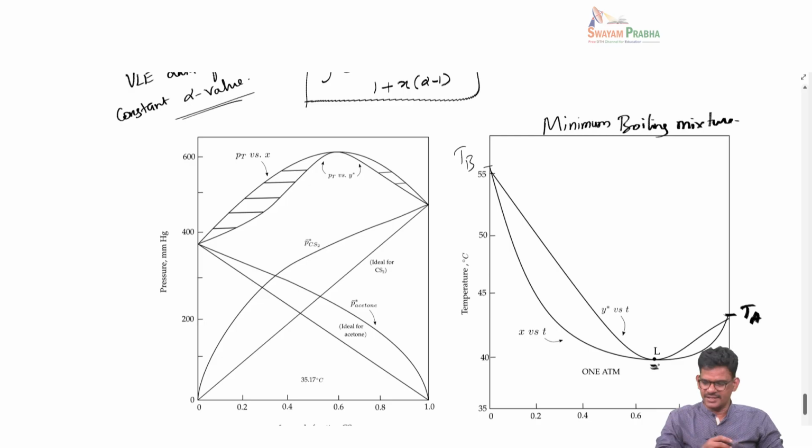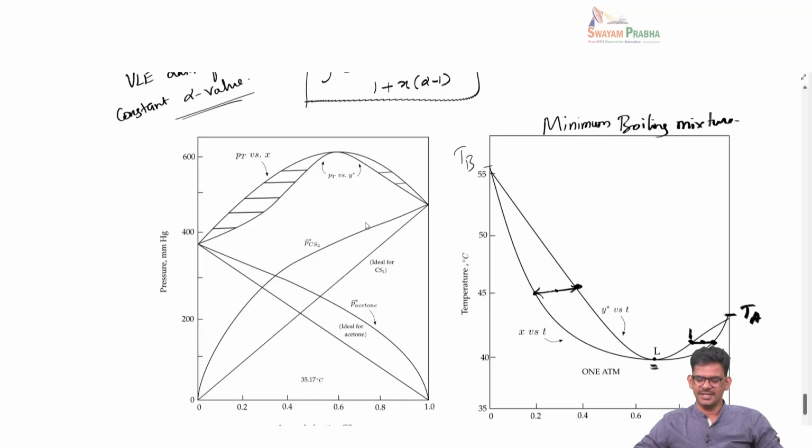On the left hand side, suppose you boil a mixture somewhere here, you will see it will phase separate in such a way that the vapor will have more A than the liquid. Let us say you take another composition on the right hand side of this point L. Here you see the composition of the vapor is less than the composition in the liquid. So here the volatility has been switched. What was earlier more volatile has become less volatile and vice versa.